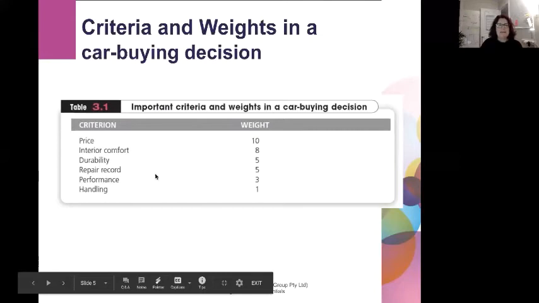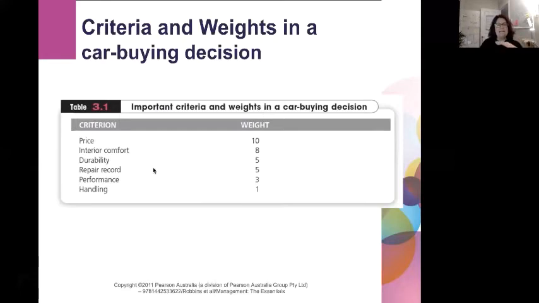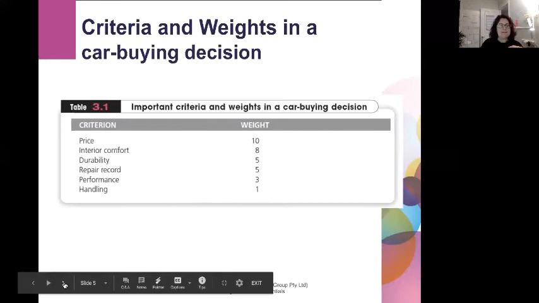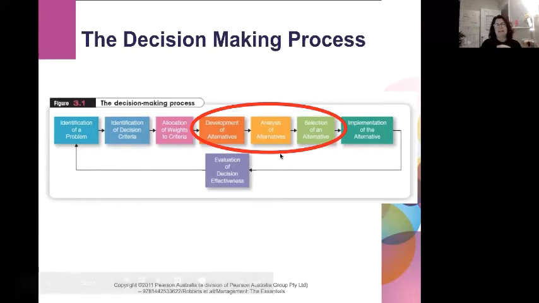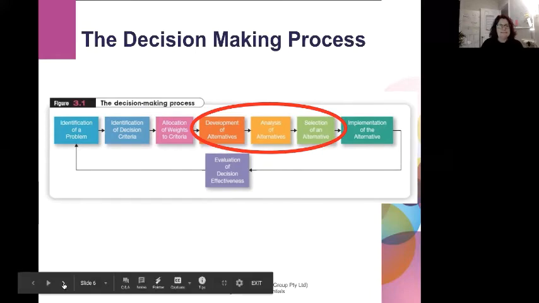So once we have an understanding of what our key criteria are, and the order and weightings of how we might rank and rate those different criteria, we then move on to looking at what our different potential solutions are. So in this particular case, it's going to be the different makes and models of cars that we might choose to purchase. And so let's dig into that.